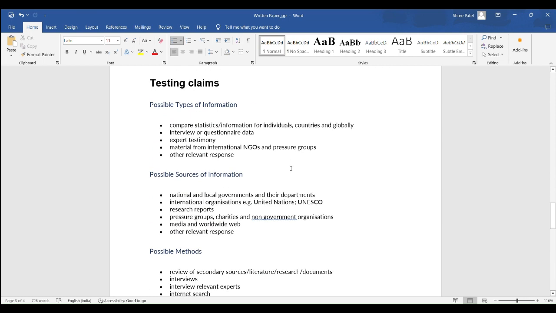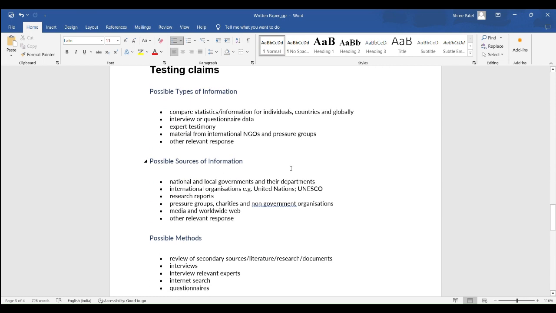Moving further, here most of the people have doubts in this question. Testing the claim. For this question, I would like you to read the latest candidate response to understand how they have written. In most of the candidate responses, you will see that testing the claim will be based upon the information given. You can use all this written here.